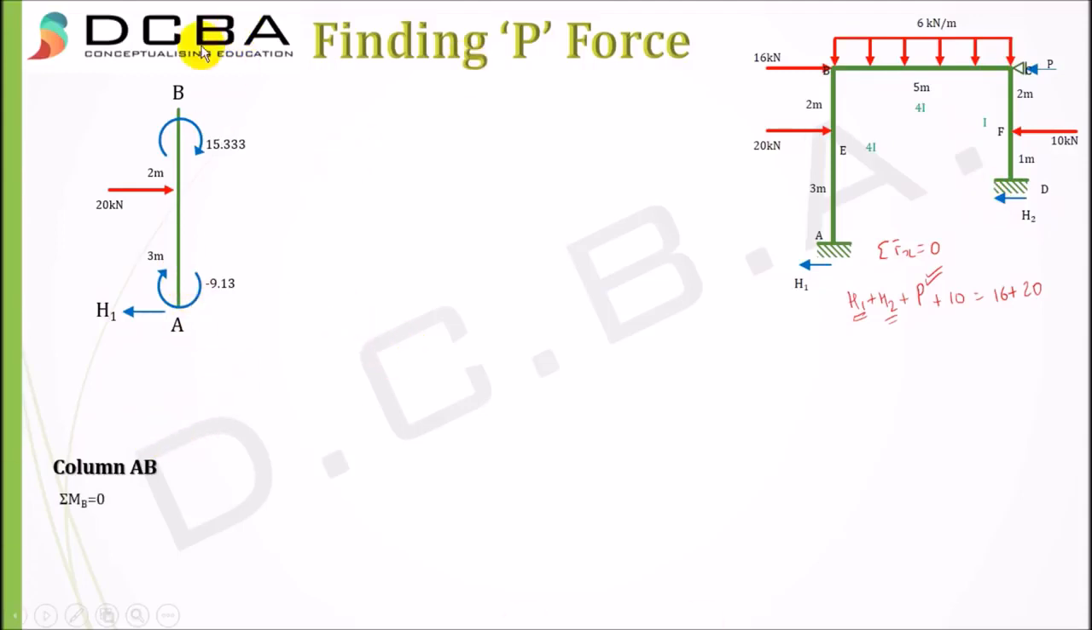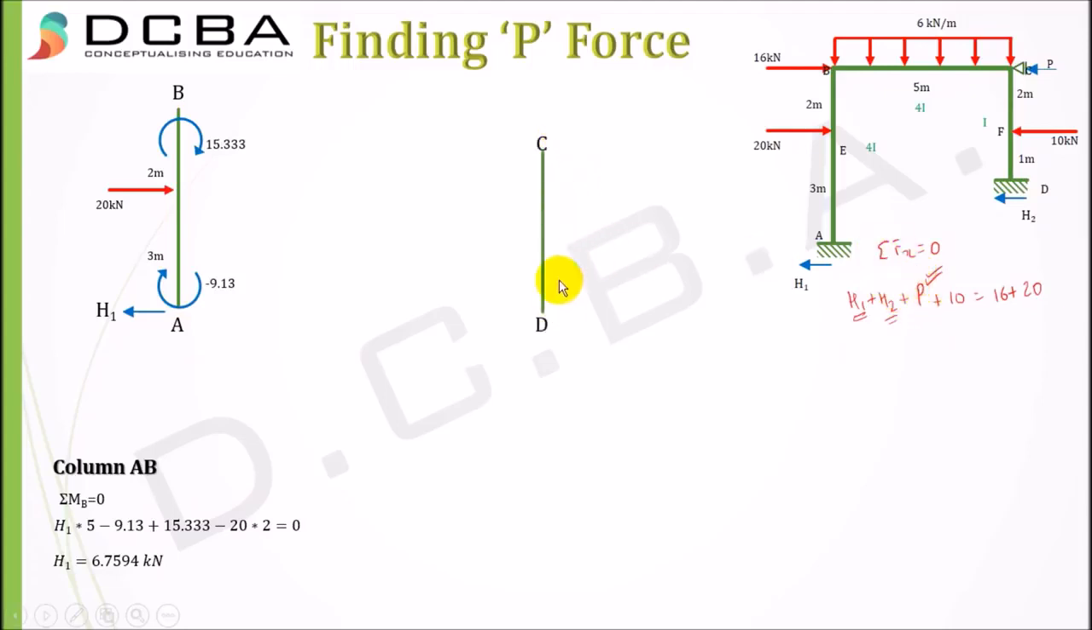So summation MB in this column AB, I'll do summation MB equal to 0. So it is H1 into 5 minus 9.13 plus 15.333 minus 20 into 2 equal to 0. From this I can get H1. Very easy. So I found H1.